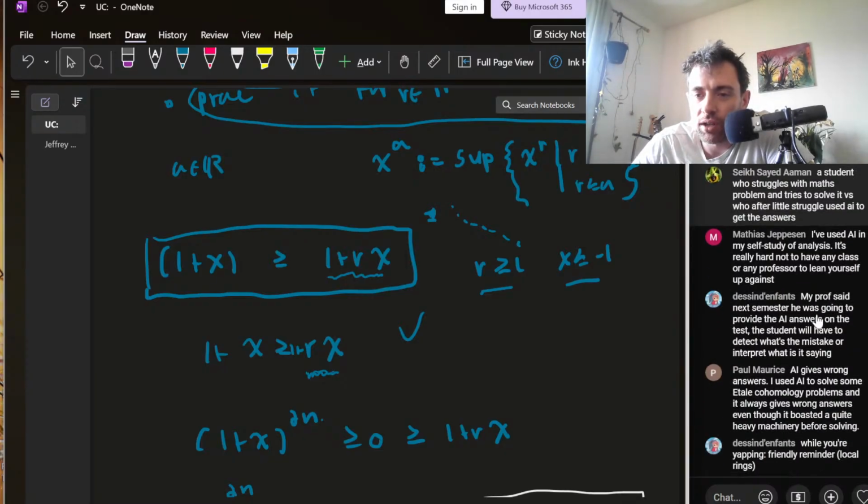Matthias has used AI in the self-study of analysis. It's really hard not to have any class or professor to lean yourself up against. Yeah, that's fair, and I'm not saying don't use it at all, but I would lean on the online mathematics community of humans. That would be my recommendation. I think it's probably better that you interact with humans more so on these points.